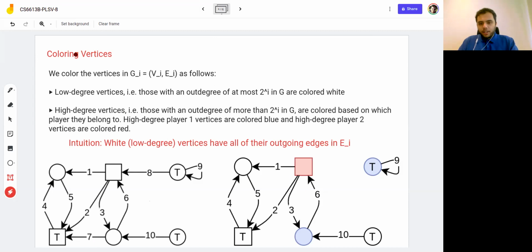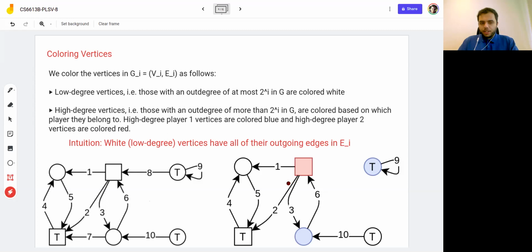And then I assign the colors in the hierarchical subgraph. The colors that I assign here are basically based on low degree or high degree. So all the low degree vertices are white. High degree vertices that belong to player 1 are blue. And when I say high degree, I mean degree in the original graph. So this is a high degree vertex because its degree in the original graph was 2, right? Which is more than 2 to the power of 0. And high degree vertices of player 2 are colored red.